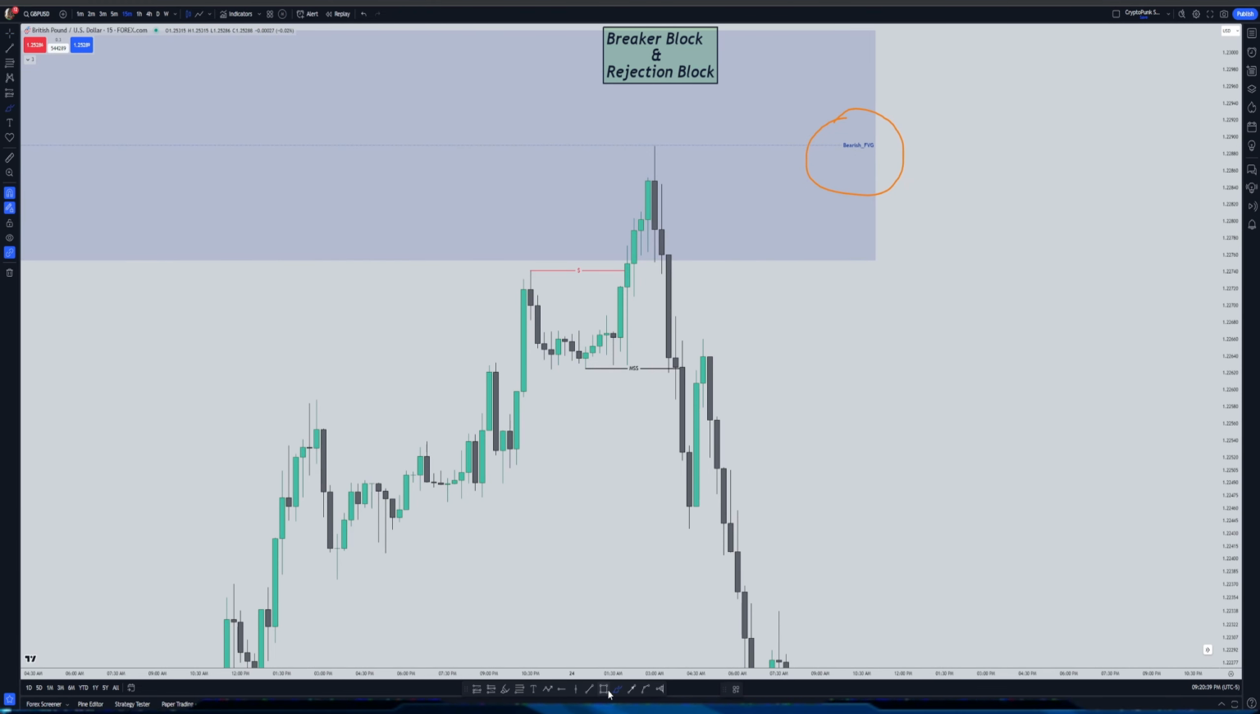And as you can see, there is the fair value that price created on its way down, and there is another fair value. But look where price actually stopped. It didn't go to the upper fair value, or it didn't respect the lower fair value. Where price retested is the lowest down close candle. What do I mean by that?